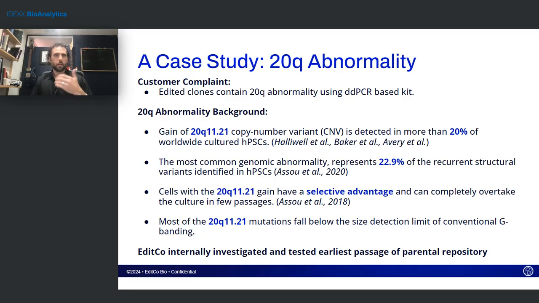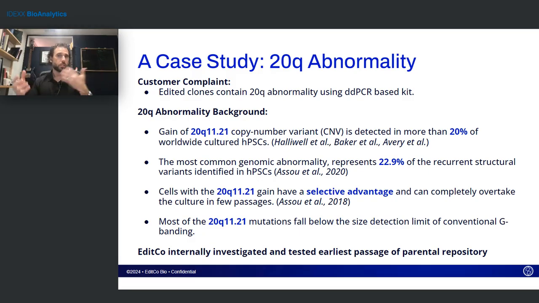But that said, a few years ago, we had a complaint about one of these PGP1 cell lines, one of these edited clones that we provided our customer, and they came back to us and told us that it had this 20q abnormality that Sarah spoke about previously, and they discovered this using a BD digital PCR-based kit.